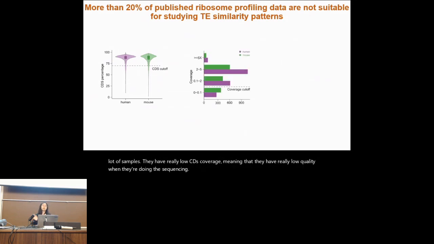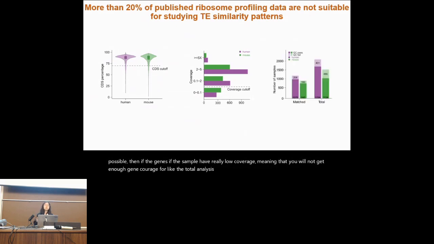And another thing is we found a lot of samples that don't have really good coverage. If you want to understand the TE similarity pattern for as many genes as possible, and the sample has really low coverage, then you will not get enough gene coverage for the analysis. So as you can see, though there are existing published data, there's still a lot of it that is not really suitable for large-scale data analysis. So when we do meta-analysis, large-scale data analysis from existing data, we should be really careful about the data sources that we use.